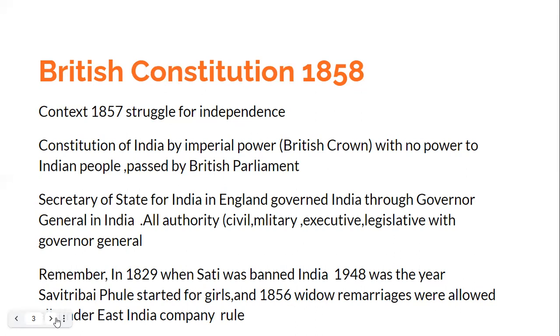You must also note that 1848 was the year when the social reformer Savitribai Phule started the first school for girls. And interestingly, 1856, just a year before the War of Independence, the struggle for independence waged against the British government, was the year the widows were allowed remarriages. So all these things happened under the East India Company rule.